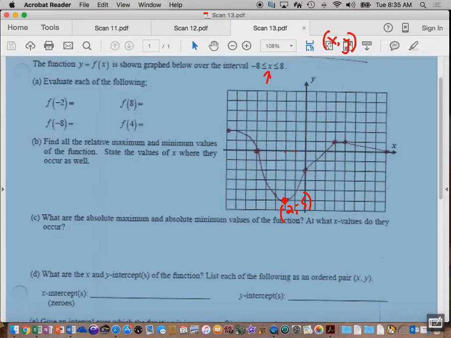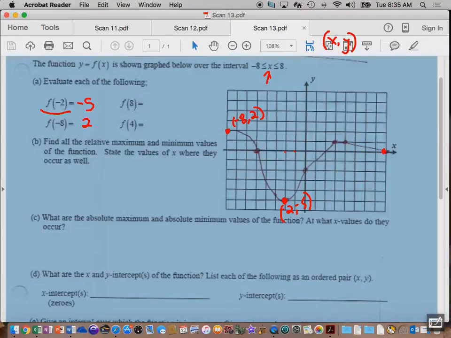Now, x stands for input, y stands for output. So if the pair is -2, -5, and it says evaluate each of the following, this means what is the output when the input is -2? The answer is -5. So all I have to do is look at the coordinate pairs, and I have the answers to each of these things. The next one says f of -8. Well, this is -8, +2. So what is f of -8? Everybody? +2, good.